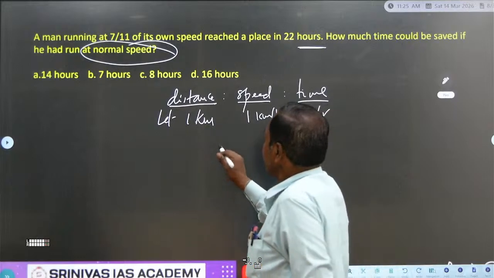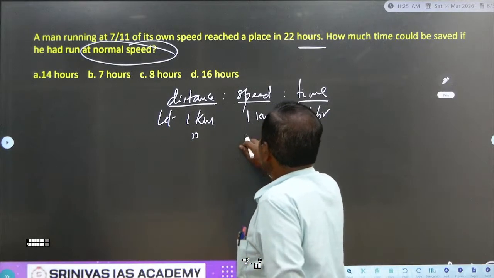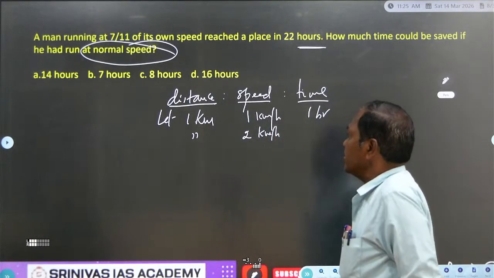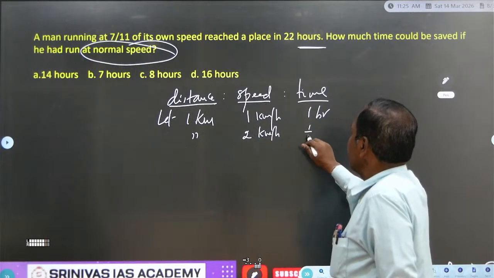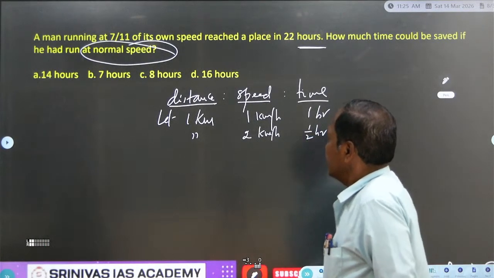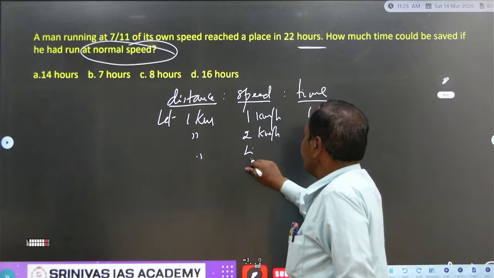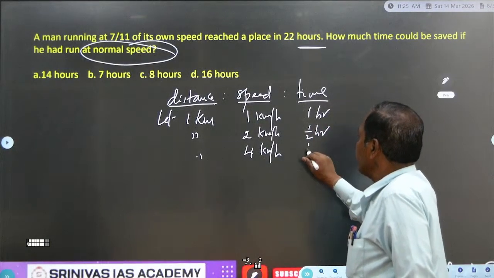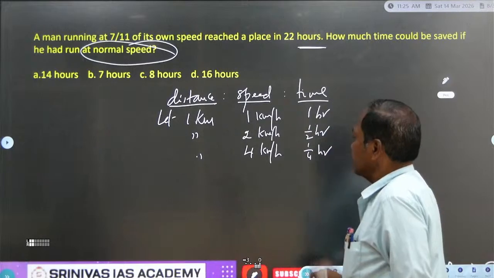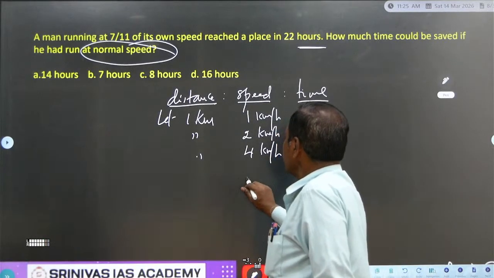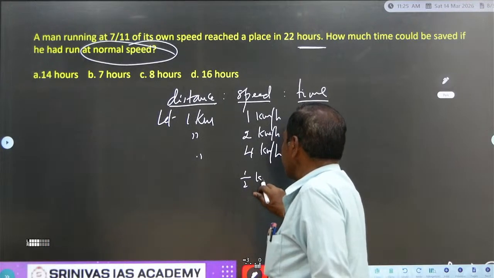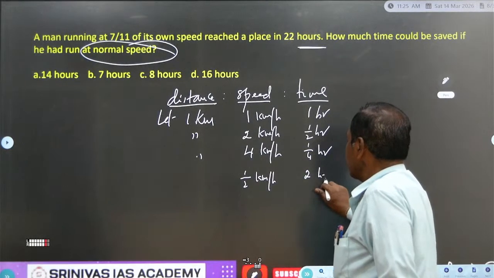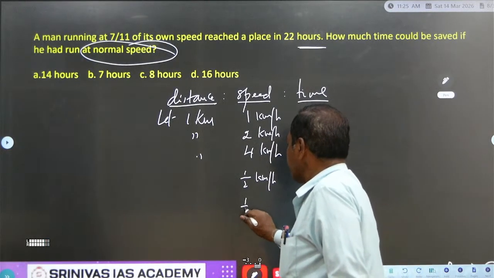Right. Let the distance be the same, and the speed be 2 kilometers per hour. Then what is the time taken? 30 minutes, half an hour. Write it in fractions. Again, if it is 4 kilometers per hour, time taken is what? 1 by 4 hour. Okay, next, half kilometer per hour speed. Then what happens? 2 hours, right. And 1/4 kilometer speed.